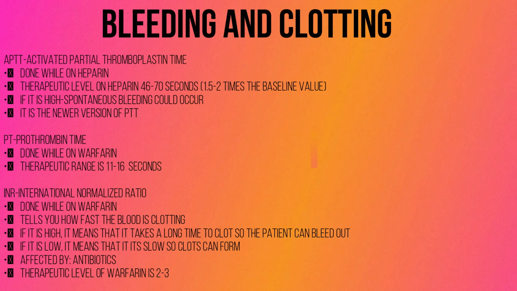The PT, like I said before, is on warfarin. The therapeutic range for that is 11 to 16 seconds. So what this does is it evaluates the ability to form blood clots. The same thing before. The INR just uses the results from the PT, tells you the same thing, how fast the blood is clotting, and it's also done on warfarin.